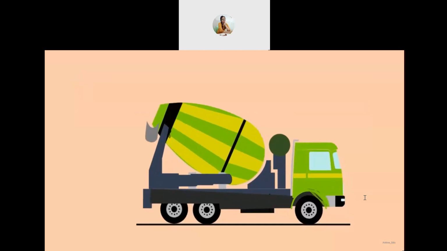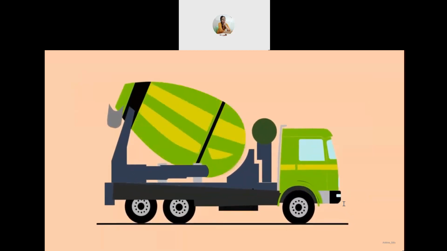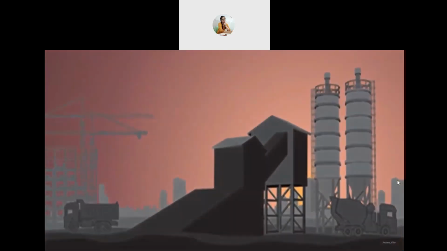The drum is made to rotate till the concrete is placed in order to keep concrete in a plastic state. We will see about the manufacturing process involved in ready-mix concrete later.